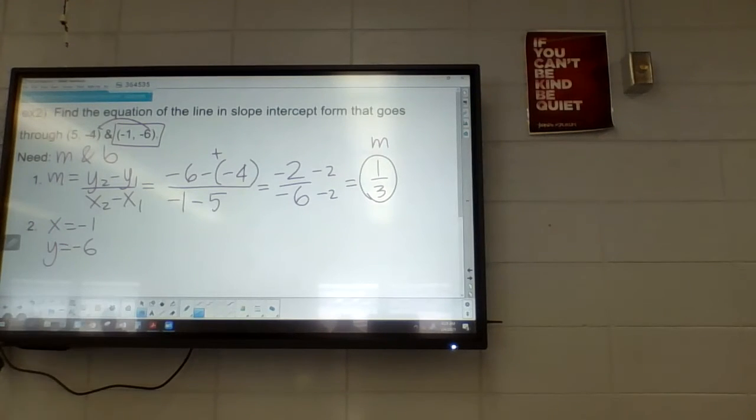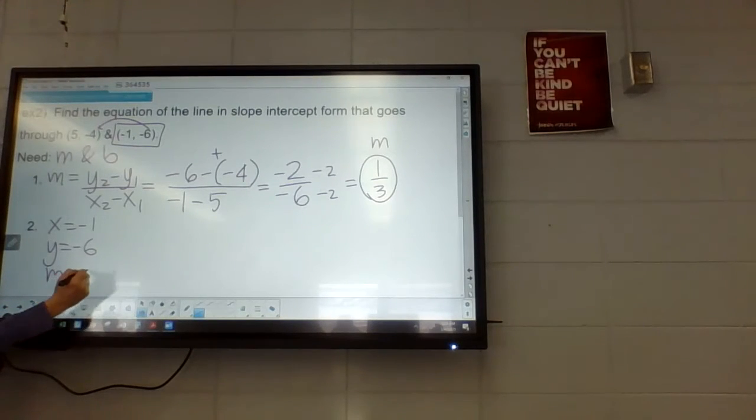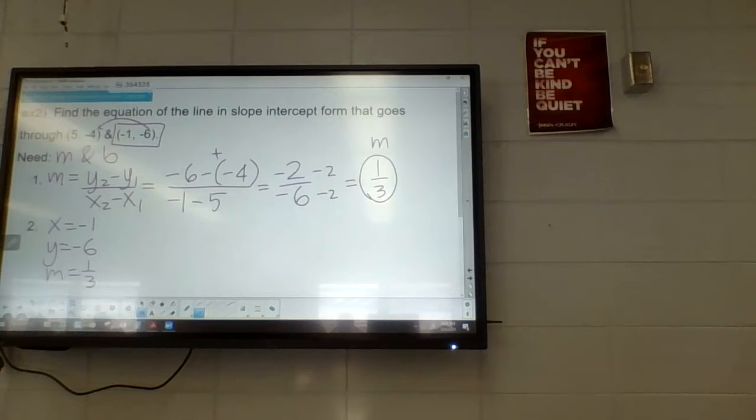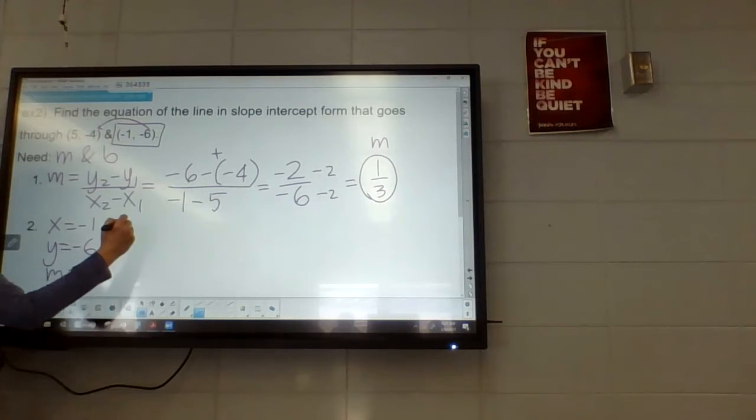I think on your paper yourself you even used the other point. Now you're realizing. It'll still work though. I'll tell you guys, if you use 5, negative 4, it will still work for you. It's not going to give you a different answer just because you used a different point. It's kind of why this is cool. It's math cool, but not regular people cool.